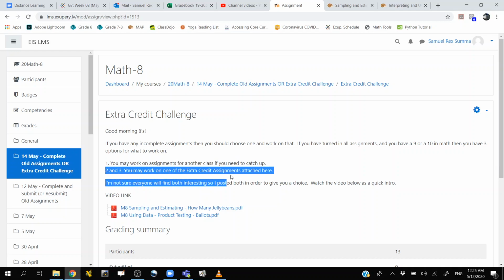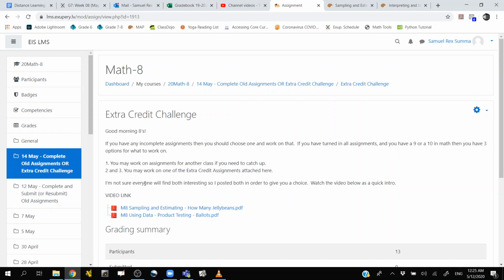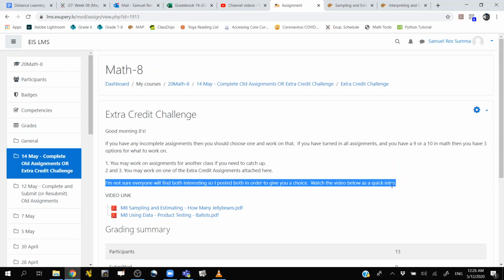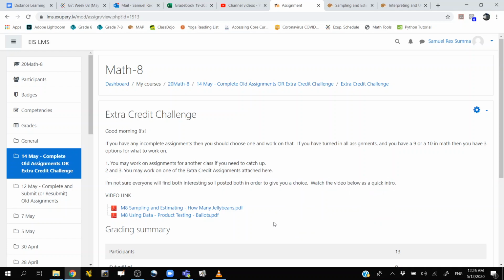Options 2 and 3 are both extra credit assignments, and they're both attached here. They're not meant for you to do both, but if you have the time, I don't really care if you want to. But they're meant for you to choose one. I posted them both because I'm not sure everyone will find both interesting. So I'm just giving you a choice. This is the video that you're watching, so you can see the video link right now is not enabled.